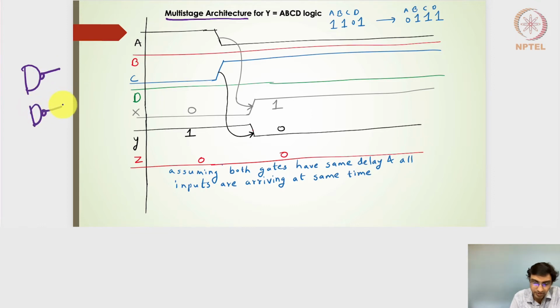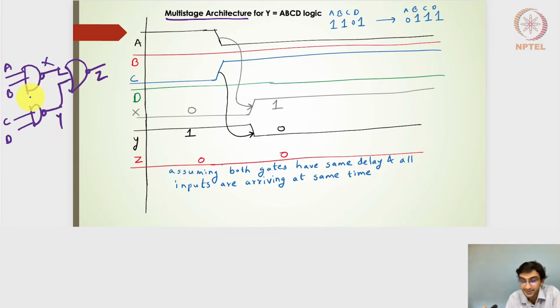So I have two inputs, a two-input NAND gate followed by the NOR gate. So I will have A, B, C and D, and then here is my X, here is my Y, and then this is Z. So this is my OR gate, and then these two are two-input NAND gates. Let's take an input here.